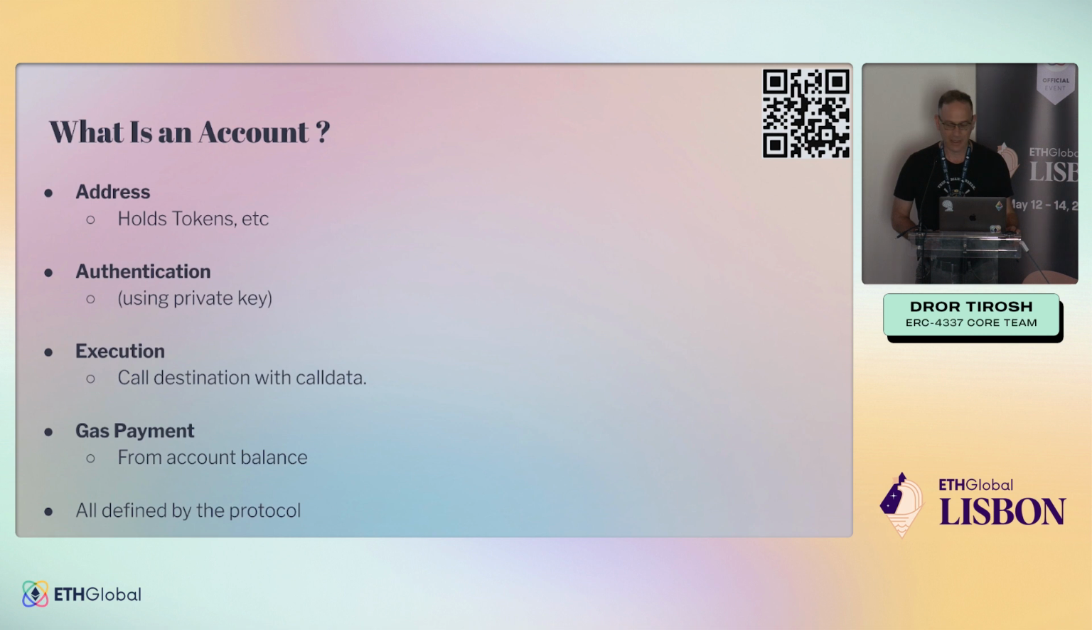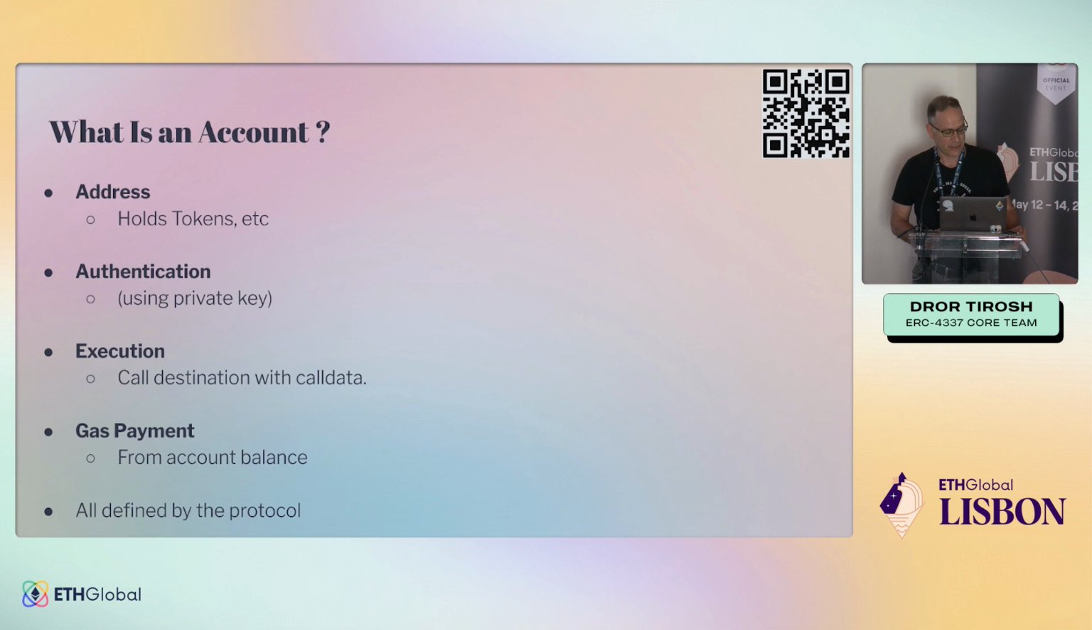So first of all, before we talk about what we abstract, let's think what is an account. An account has an address. This is the address where you hold tokens and NFTs and whatever. It has an authentication mechanism. You have your private key, these 12 words that you copy all over to the different wallet applications that you need to protect, etc.